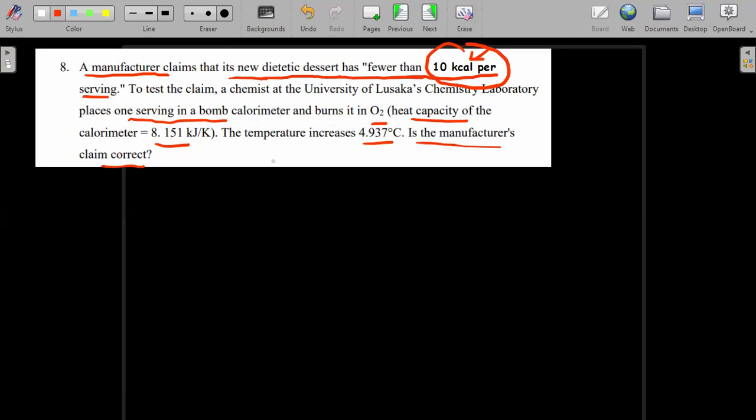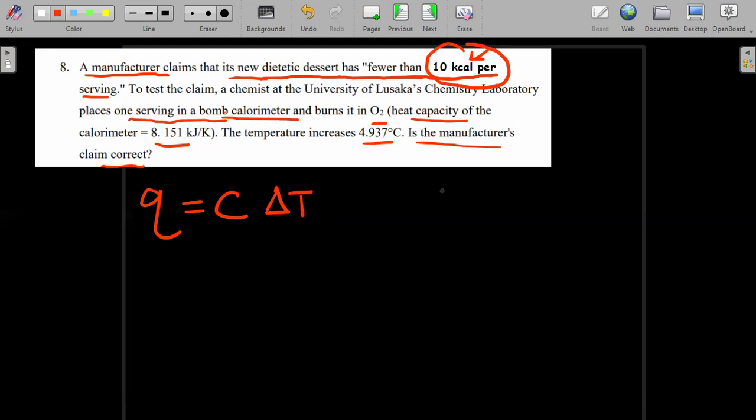Okay, so is it true? We need to calculate it. Remember, we're going to say heat, or the amount of energy produced. In this case, since we are using a bomb calorimeter, there's no need for the mass. We're just going to say the heat capacity multiplied by the change in temperature. This is the formula we're going to use to find the energy that comes from this diet.